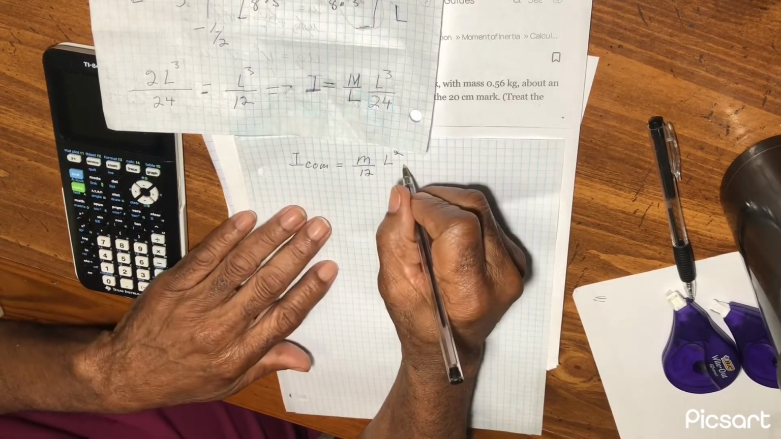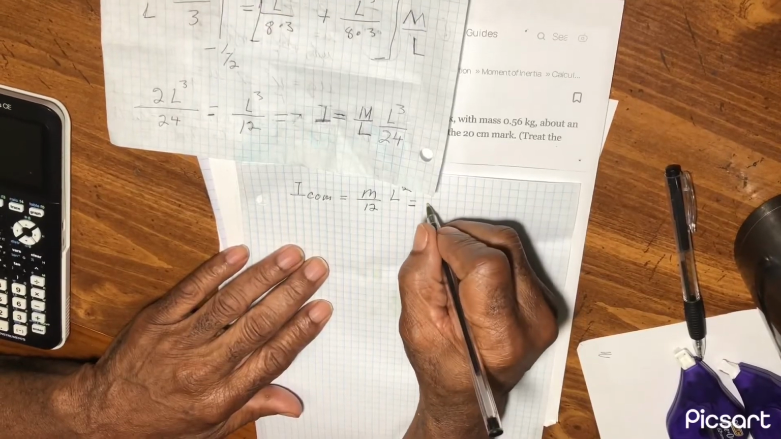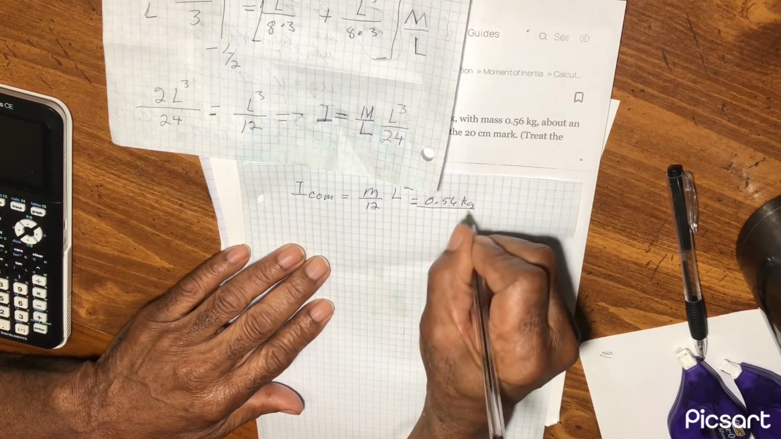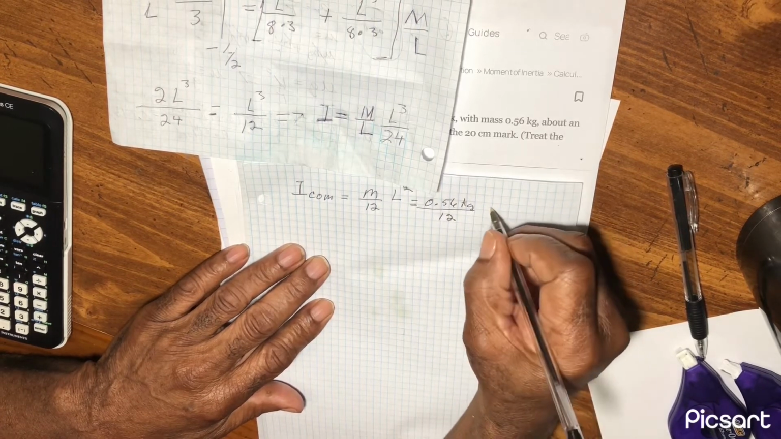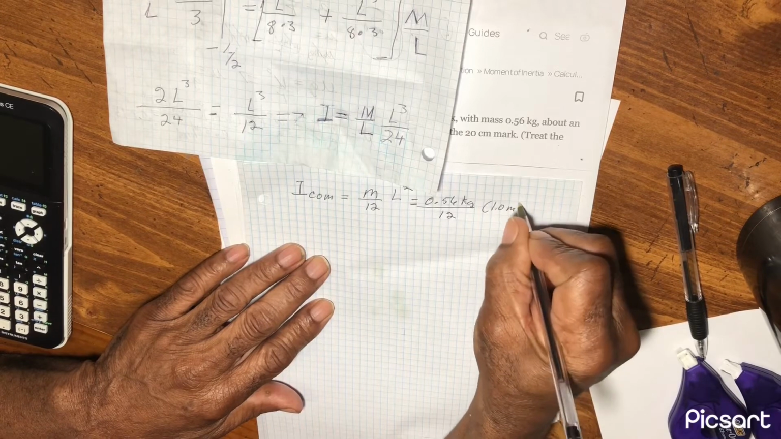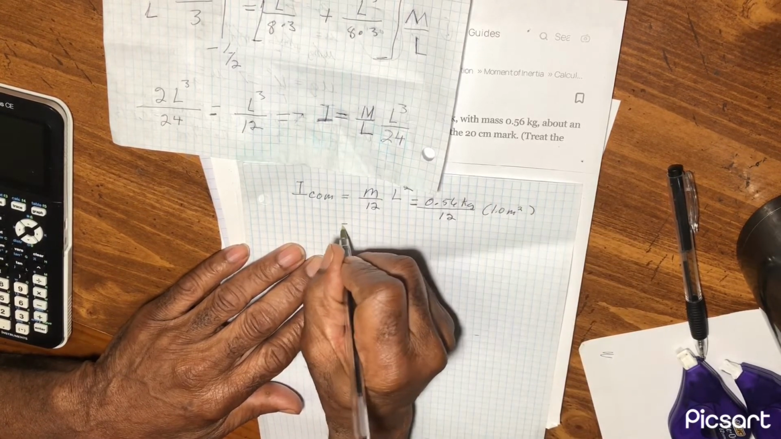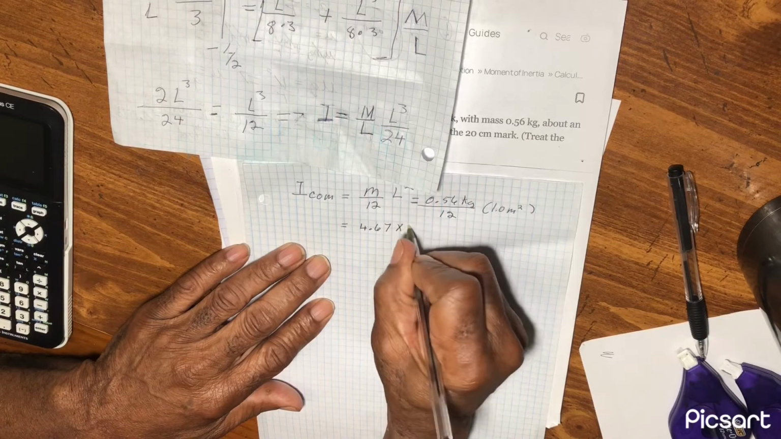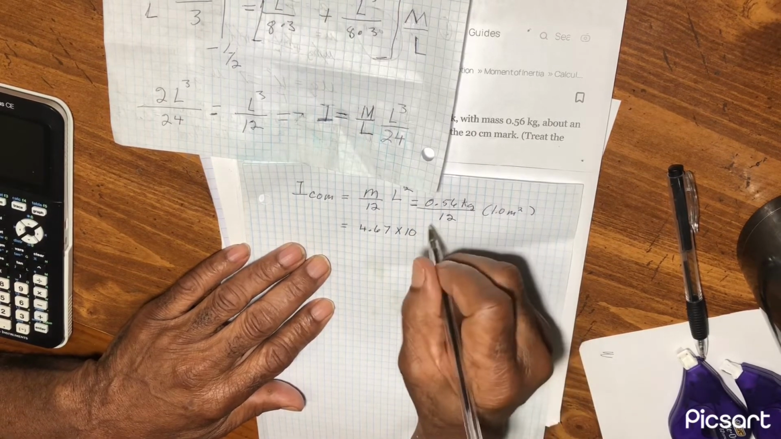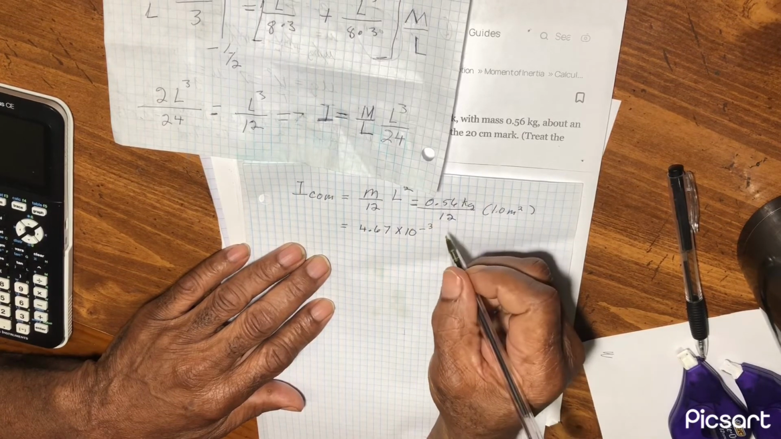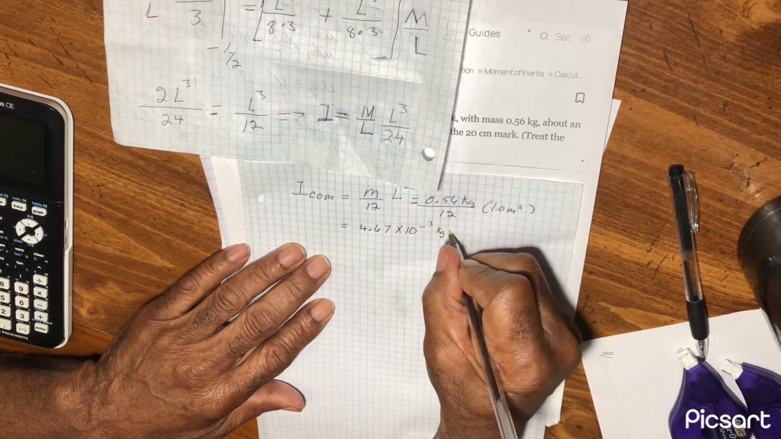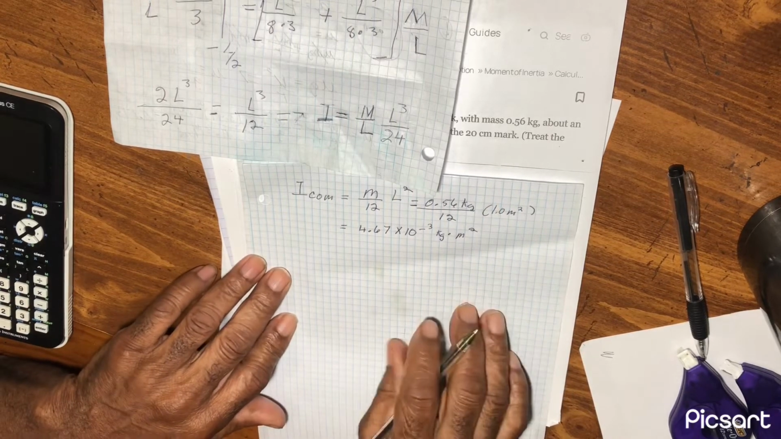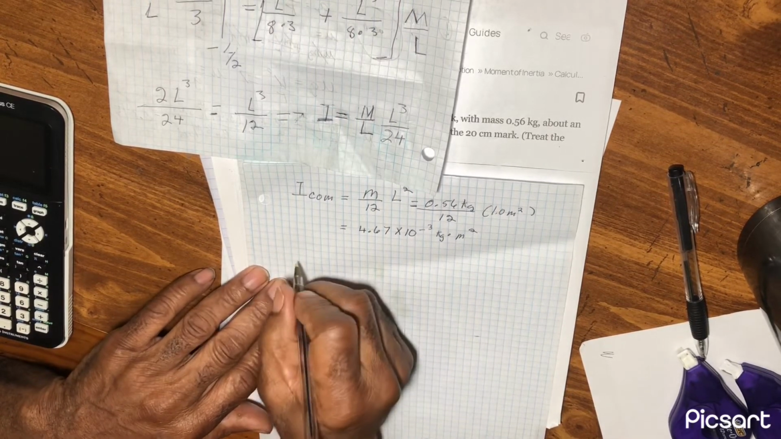And we'll just compute this right now. We'll have 0.56 kilograms divided by 12 times 1.0 meter squared, and that will equal 4.67 times 10 to the minus 2 kilograms meter squared.